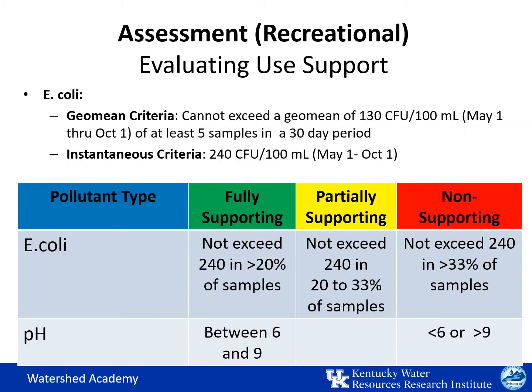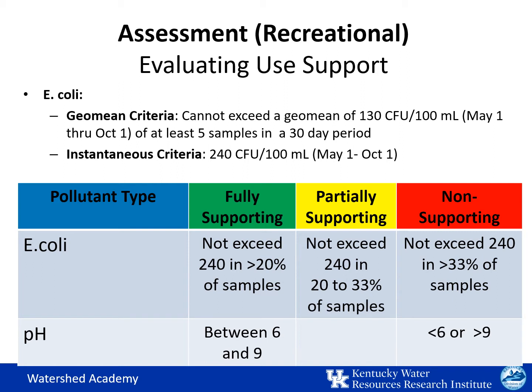To evaluate the safety of water bodies for recreational uses, such as swimming, boating, and fishing, the Division of Water samples both bacteria, E. coli or fecal coliform, and pH levels. For bacteria assessments, samples are collected during the recreational season of May through October, and ideally, 5 samples are collected within a 30-day period. The geometric mean, which is a type of average, helps moderate the wide fluctuations often associated with bacteria counts. CFU means colony forming units, and it's used as a way to assess E. coli concentrations in the lab.